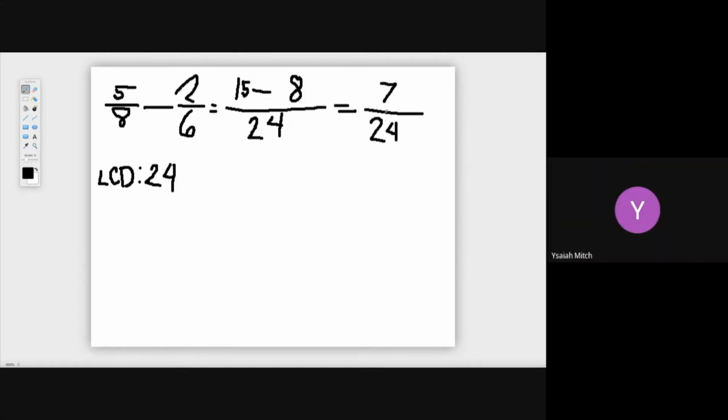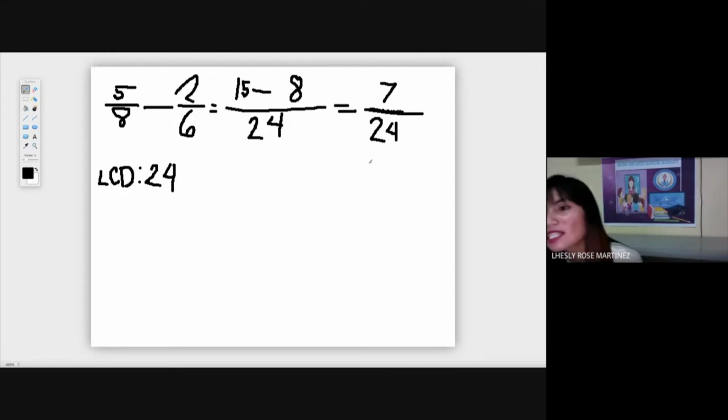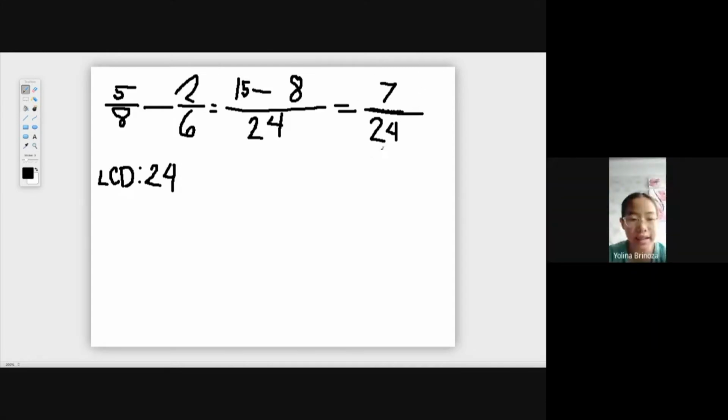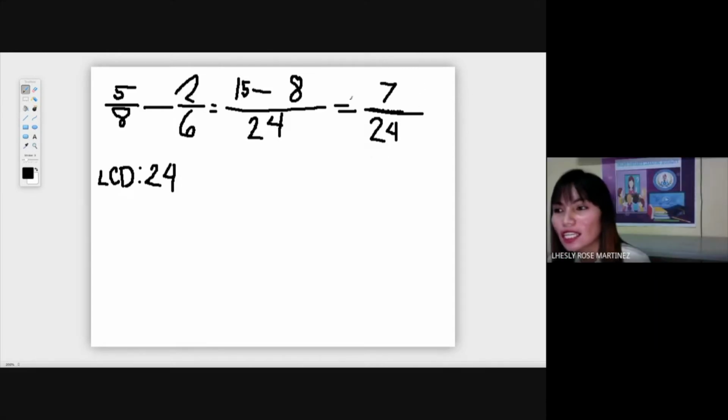Kasi ma'am, mas mababa yung numerator sa denominator. Kasi po minsan, mas mataas yung numerator kaysa sa denominator. Okay. Kaya po, kailangan lowest term. Okay. Who else? 7/24. Wala ng LCD. Okay, wala ng LCD. Okay, so sabi ni Anika, wala na daw pong common multiple.